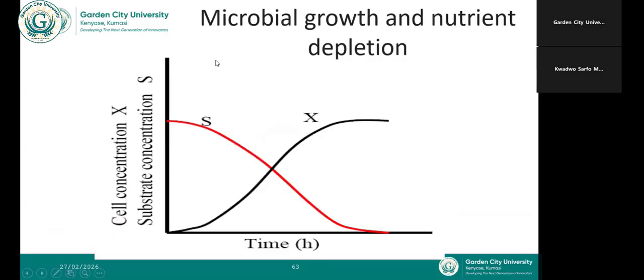So once you provide the nutrients as a substrate, the concentration of the substrate will reduce as the organisms increase in population. So substrate concentration will decline, and then the population size also increases. It gets to a point where there's no nutrient, and then it comes to zero.